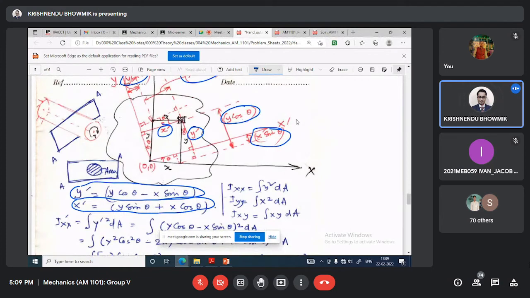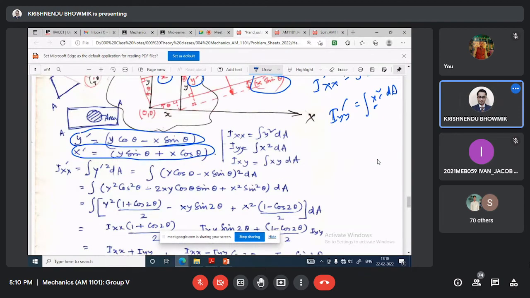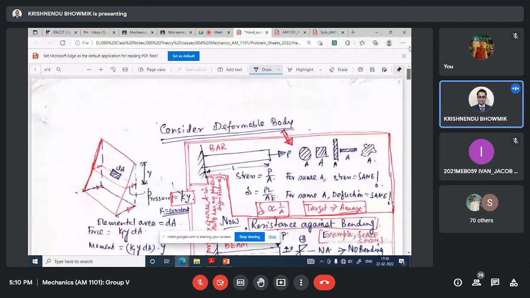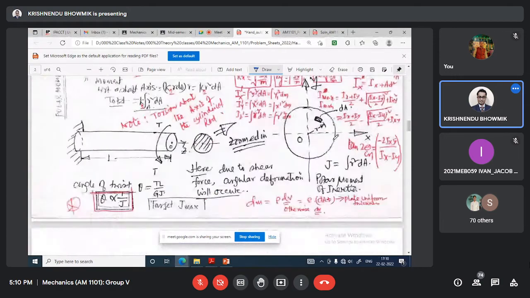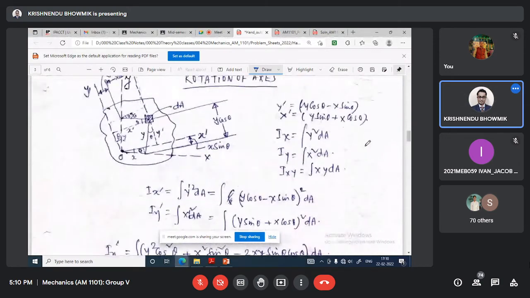Now with this rotated one, we have Ix prime, Iy prime. So what is Ix prime? Integration of y prime square dA, and here integration of x prime square dA. Now, nothing else, you just have to replace this and do the calculations. I'll show you an elaborate one. I have shown you. Okay, so we have used these expressions.